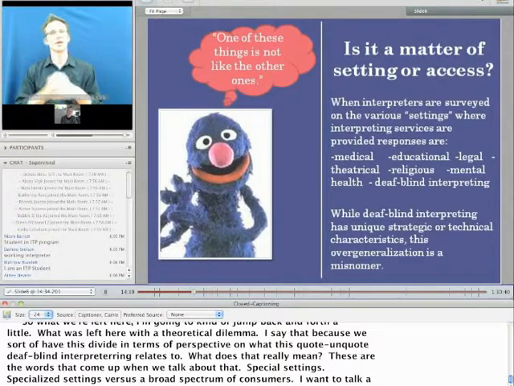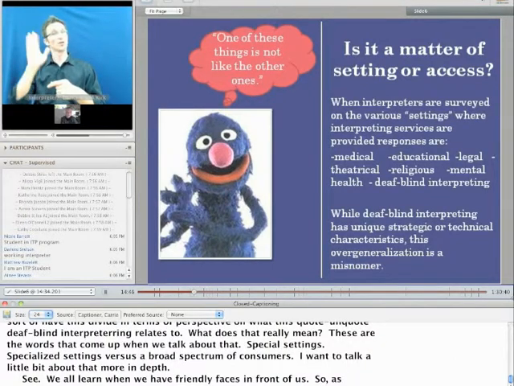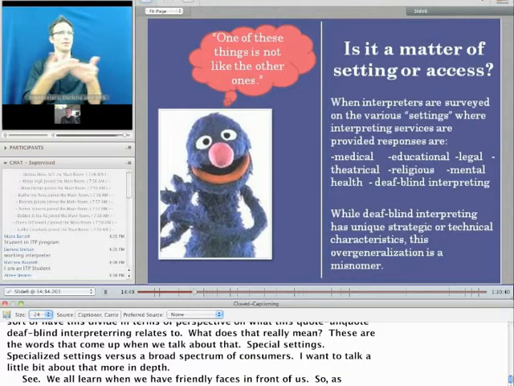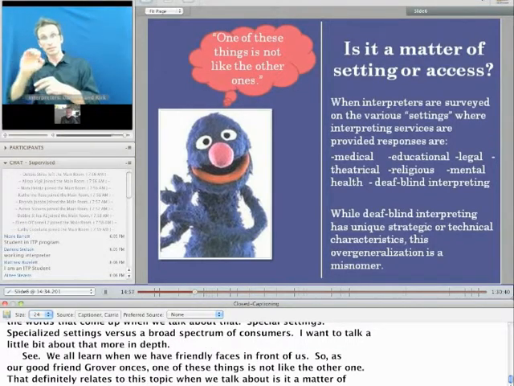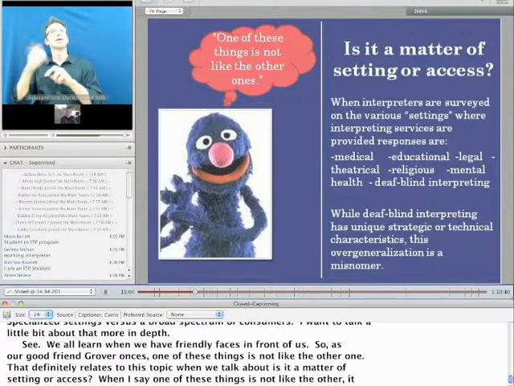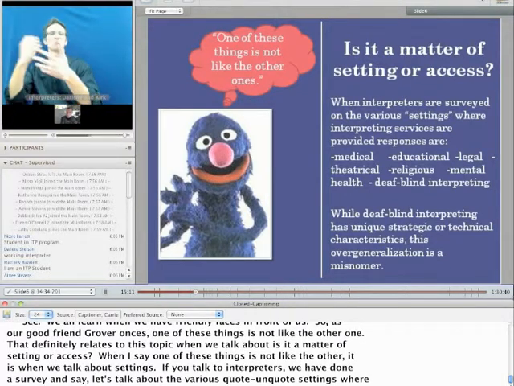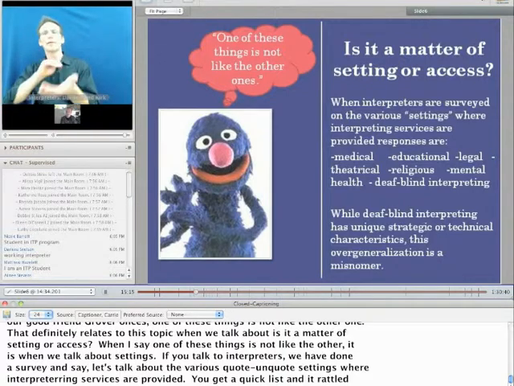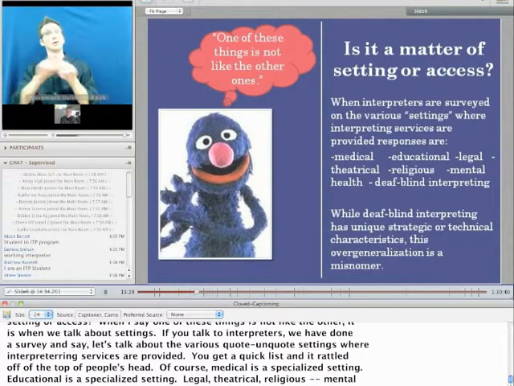See, we all learn when we have friendly faces in front of us. So, as our good friend Grover once said, one of these things is not like the other ones. And that definitely relates to this topic when we talk about, is it a matter of setting or access? When I say one of these things is not like the other, it's when we talk about settings. If you talk to interpreters, and we've done surveying, and you say, let's talk about the various quote-unquote settings where interpreting services are provided, you get a quick list, and it rattles off the top of people's heads. You say, of course, medical is a specialized setting, educational is a specialized setting, legal, theatrical, religious, mental health, and 9 times out of 10, you will also hear deaf-blind interpreting.